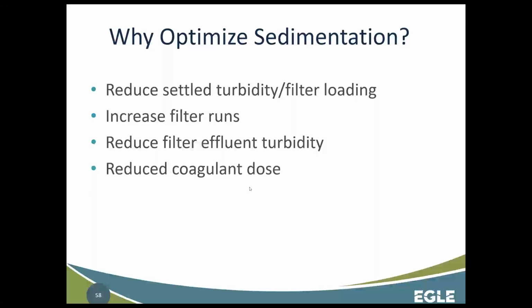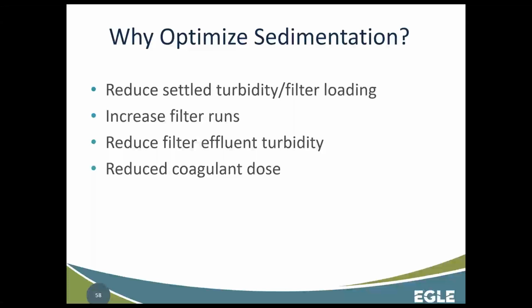So what are the benefits of optimizing our sedimentation? Why would we want to focus on optimizing our sedimentation? Well, the big reason is whatever we can remove in sedimentation doesn't make it to the filters. And if we can reduce the filter loading, then we're going to be able to go longer between backwashes. And increased filter runs, less backwashing, makes the plant more productive during a shift. You're going to generate more water, produce more water in a shift if you don't have to backwash as frequently.